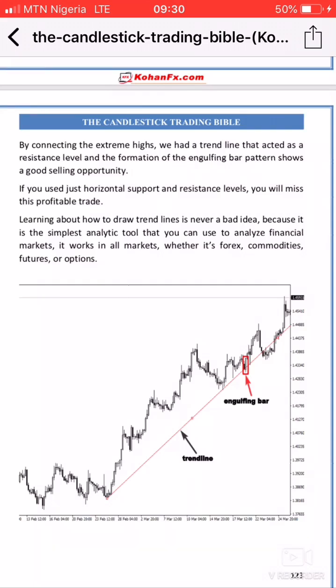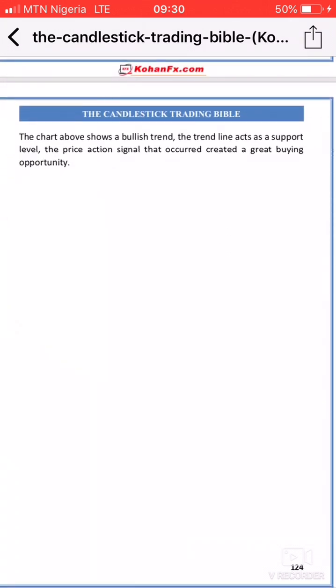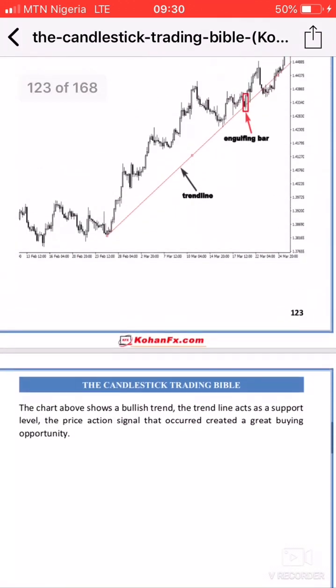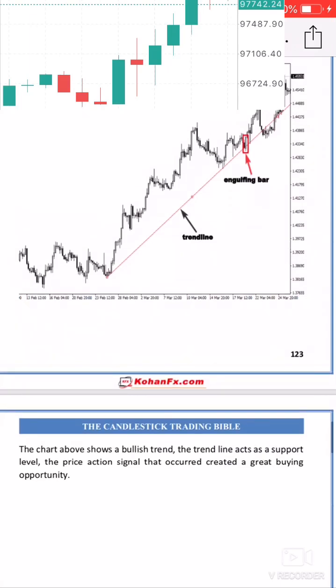If you use just horizontal support and resistance levels, you will miss this profitable trade. Learning how to draw trend lines is never a bad idea, because it is the simplest analytic tool that you can use to analyze financial markets. It works in all markets, whether forex, commodities, futures, or options. The chart above shows a bullish trend. The trend lines acted as a support level. The price action signal that occurred created a great buying opportunity.